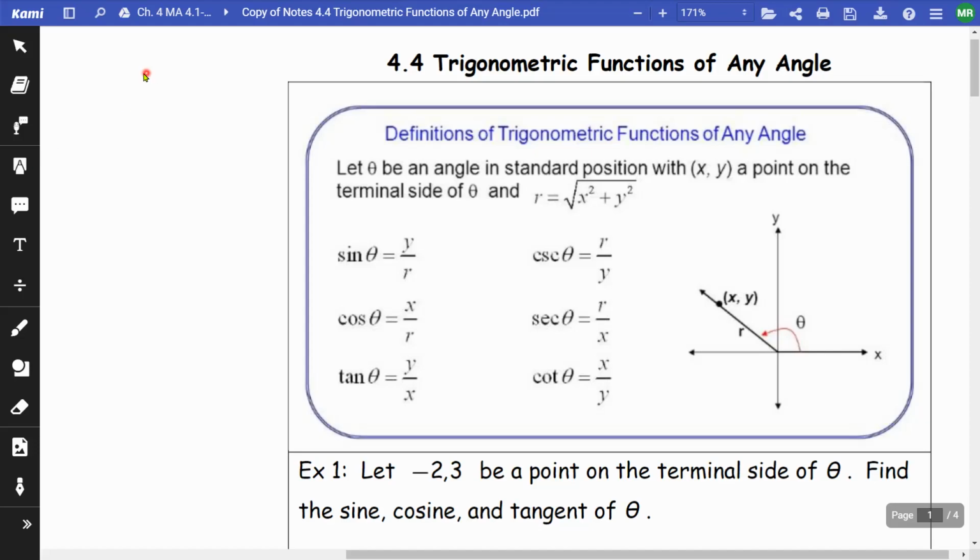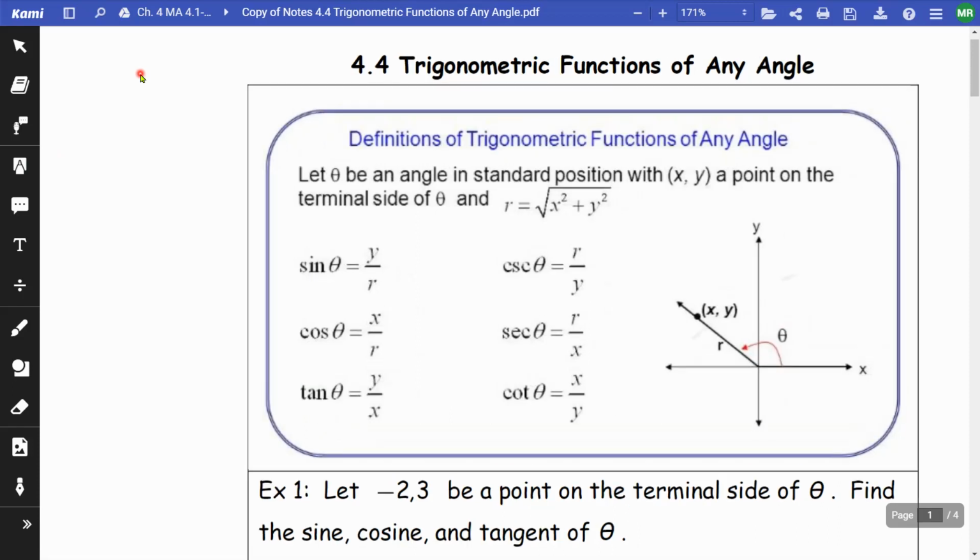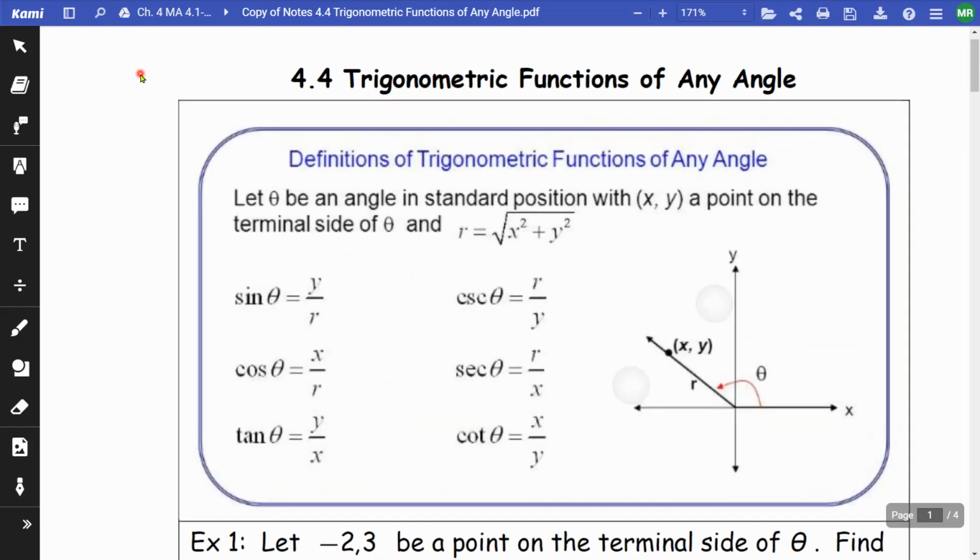So these notes are for Integrated 2MA. This is the chapter 4 math analysis. This is section 4.4, trigonometric functions of any angle.